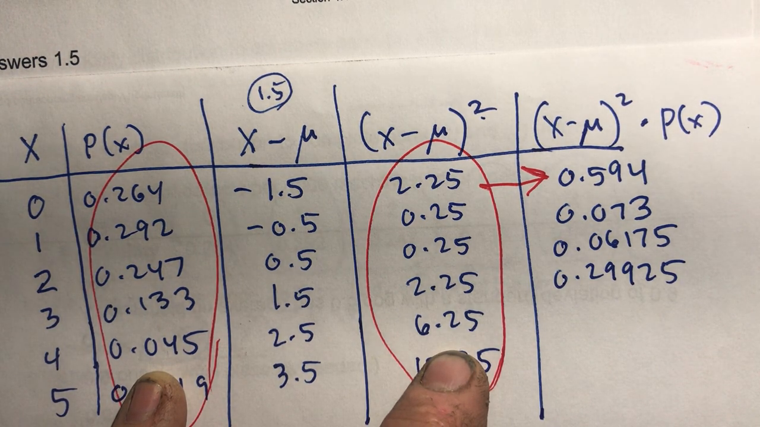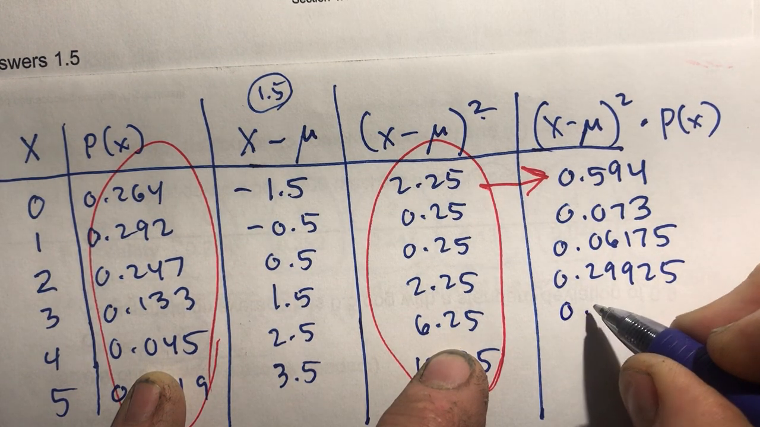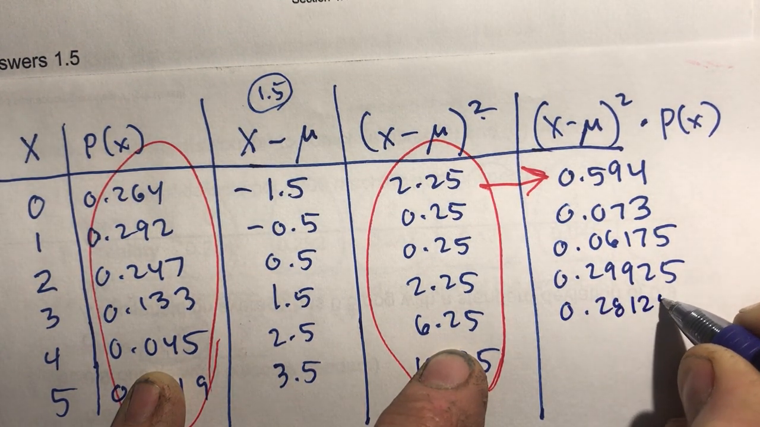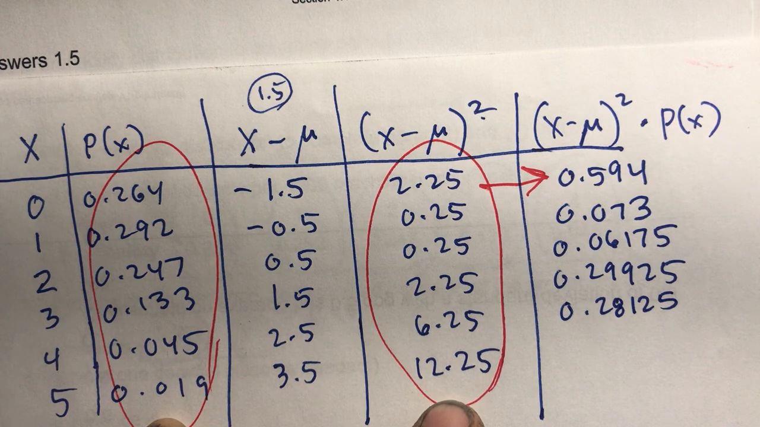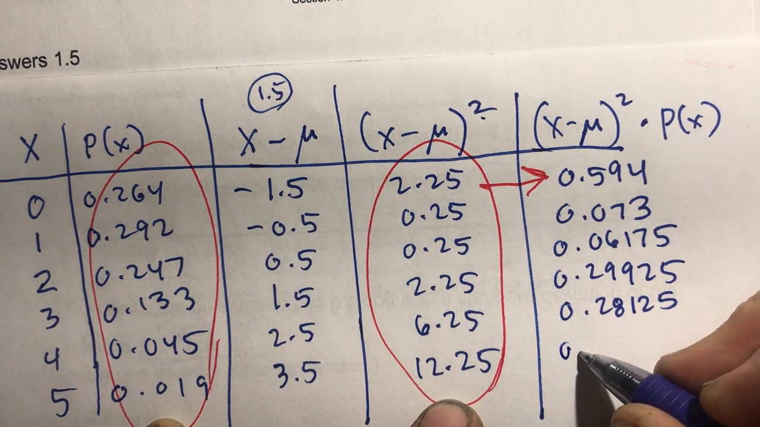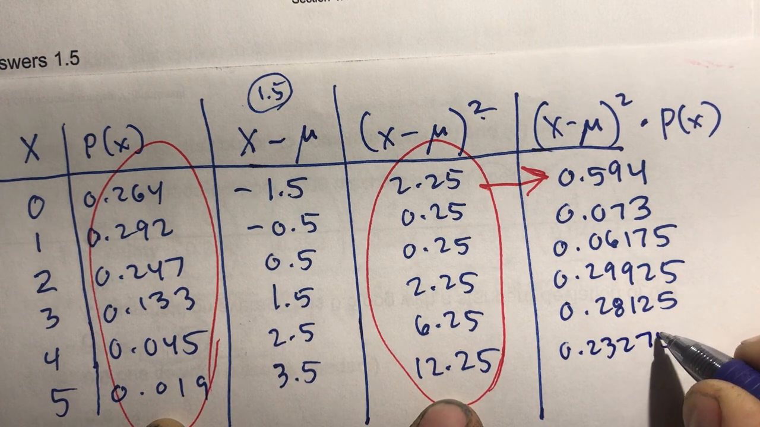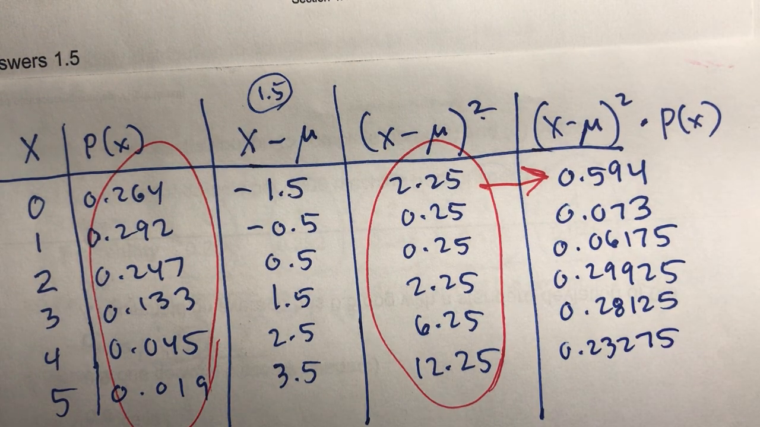0.045 times 6.25. That comes up to 0.28125. And then I do these right here. 0.019 times 12.25. And that comes up to 0.23275. Okay?